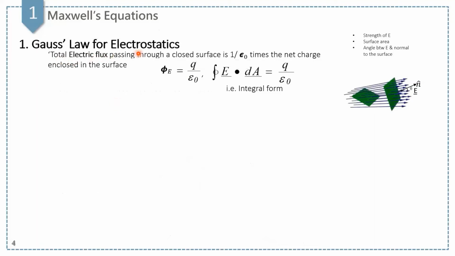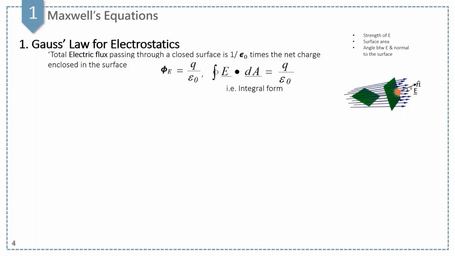The first, Gauss's law for electrostatics. It says that total electric flux passing through a closed surface is 1 over epsilon naught times the net charge enclosed in the surface. Mathematically, we can write phi of E is equal to Q over epsilon naught. Phi of E is the symbol of electric flux.